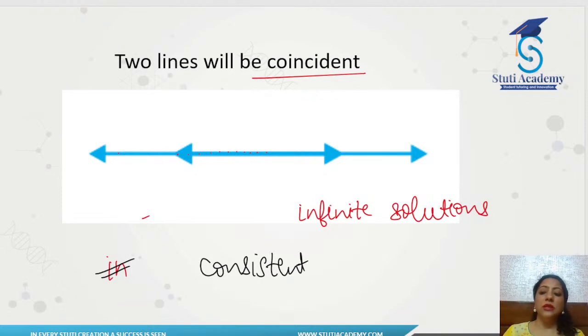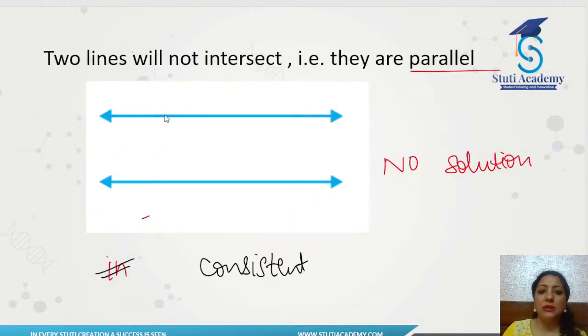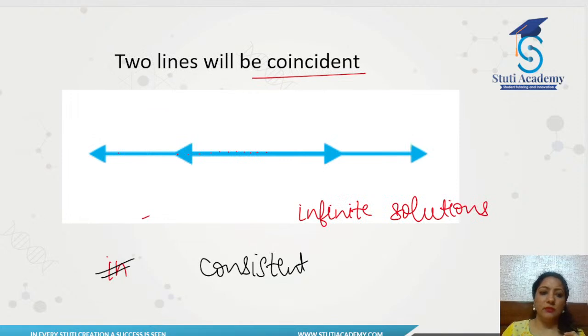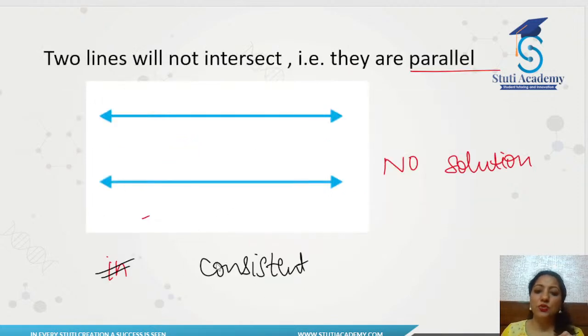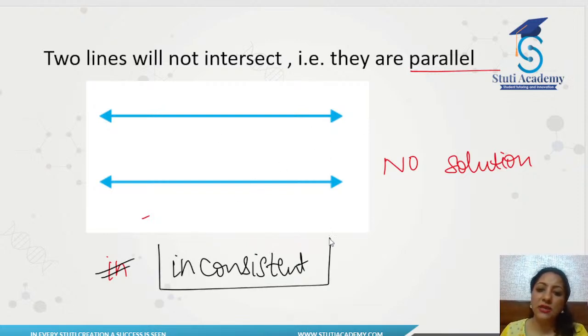Now what if the given set of equations doesn't have a solution? That means there is no particular value of x and y which is going to satisfy both the equations simultaneously. So that's the case of parallel lines, where we don't have any point in common. So this is the case of inconsistent. The set of equations is inconsistent in this case.